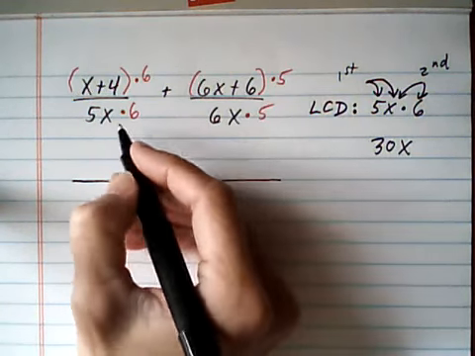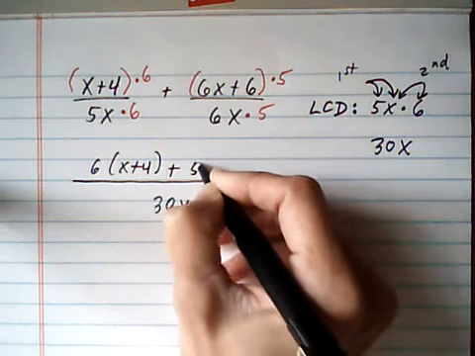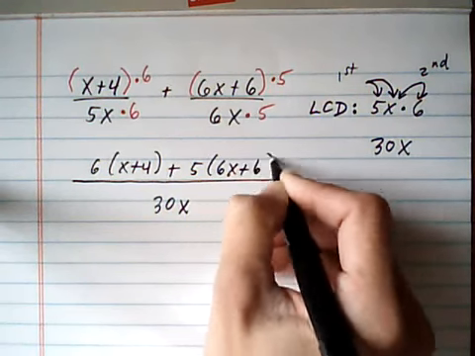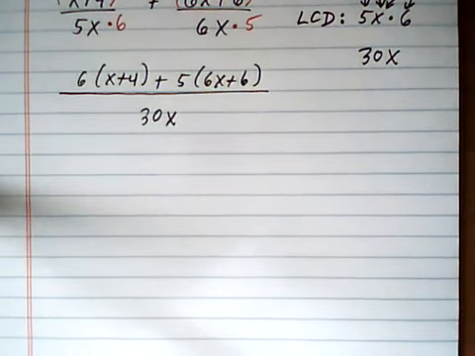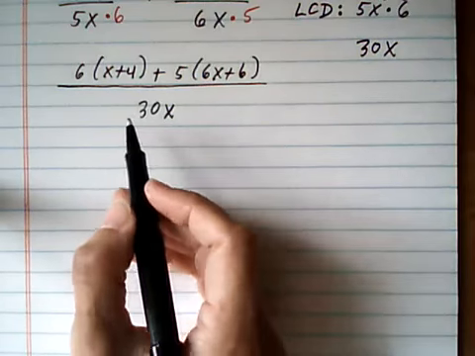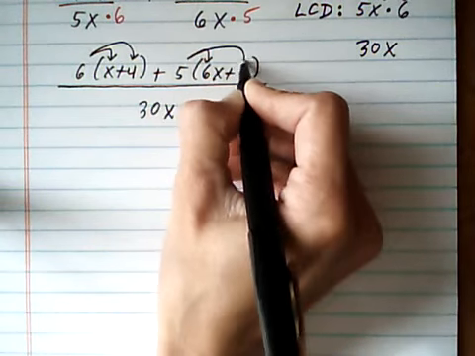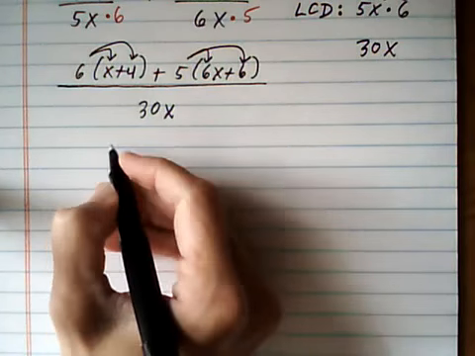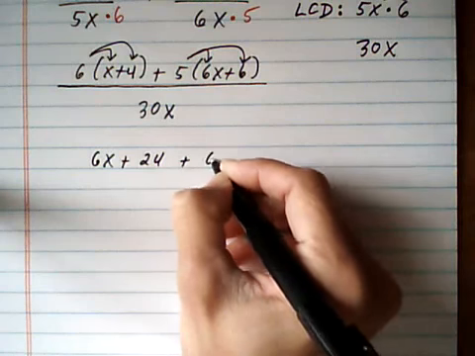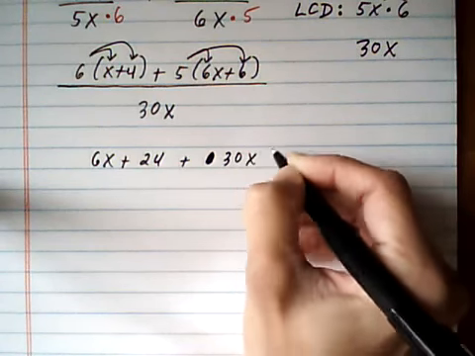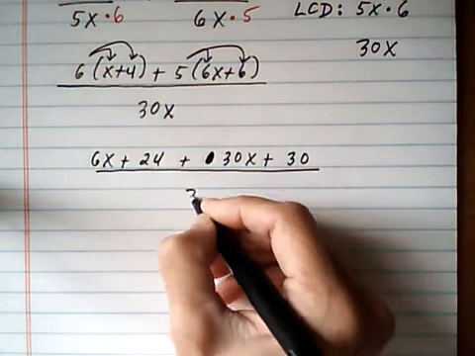And we can go across with our numerators. We have 6 times x plus 4 plus 5 times 6x plus 6. Now we're going to simplify the numerators, and then once they're simplified, we're going to factor to see if we can do any more reducing. So first we clear parentheses: 6x plus 24 plus 30x plus 30, and that's all over 30x.